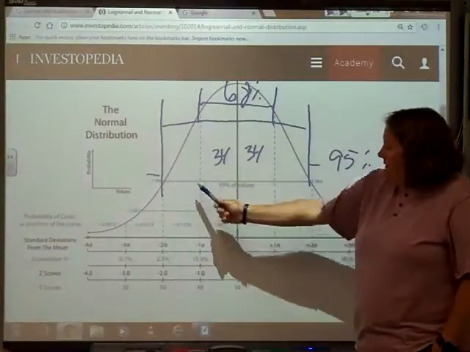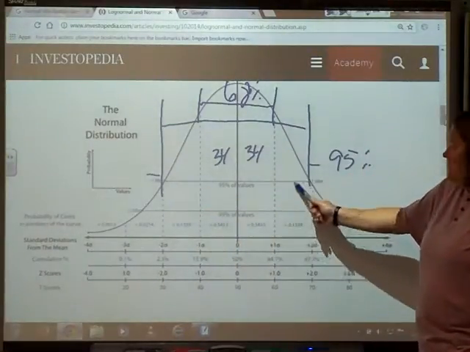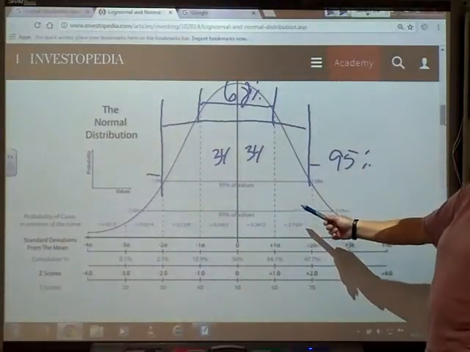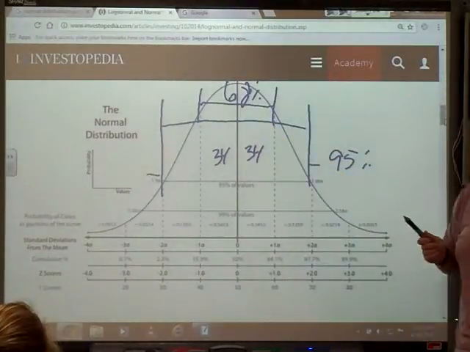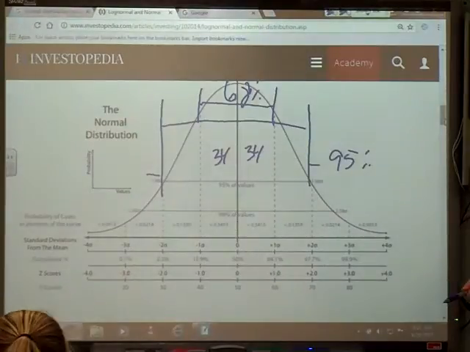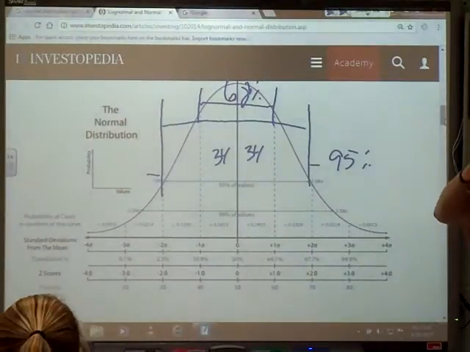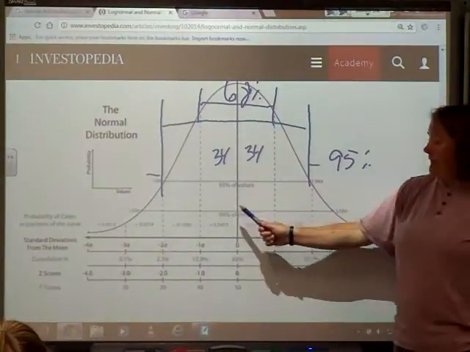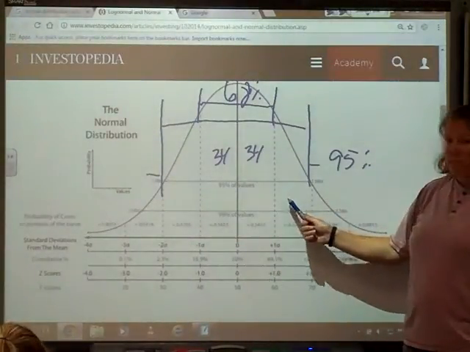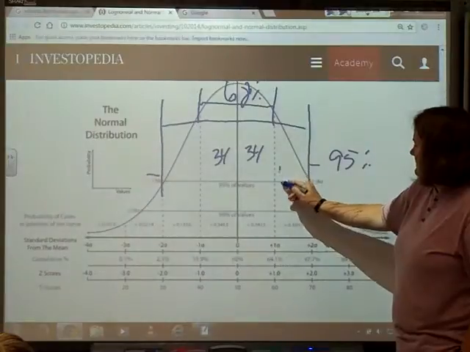Now, we've got to figure out how much that means is in each one of those. Okay, well we've already used 68, so what's 95 minus 68? Got a calculator, subtract. 95 minus 68 is 27, and we need half that. 13.5. Good job.